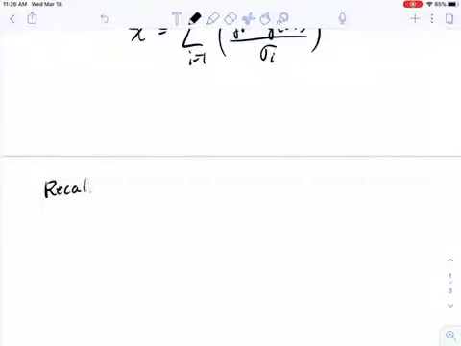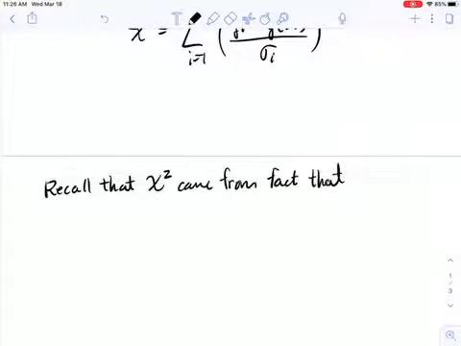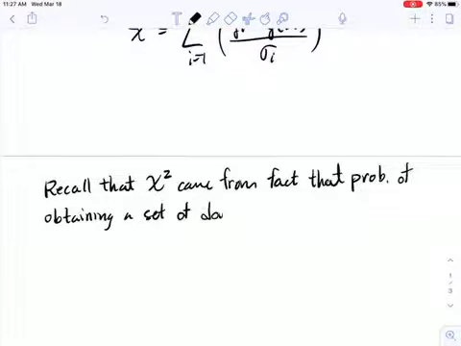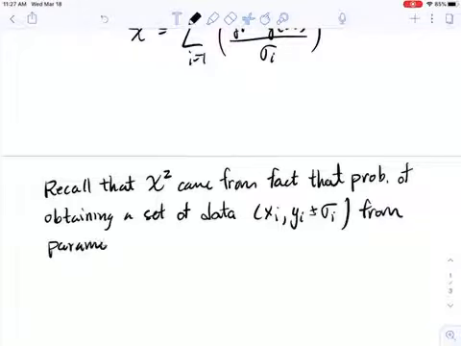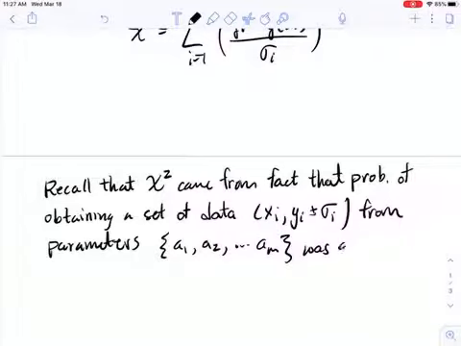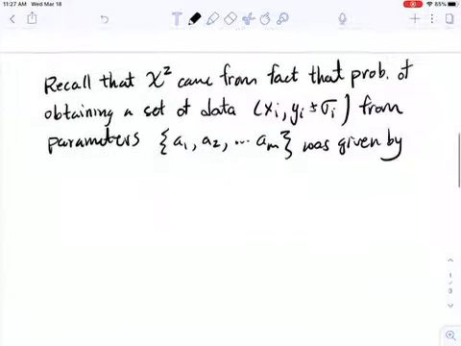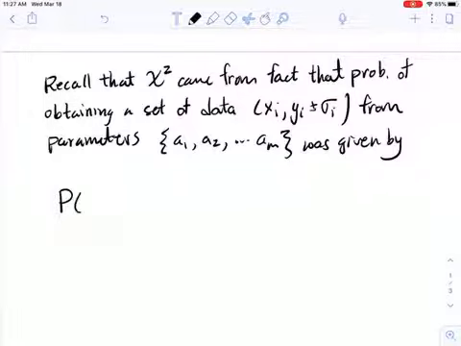Okay, so let's just recall the origins of chi-squared. Recall that chi-squared came from the fact that the probability of obtaining a set of data x, y plus or minus sigma from parameters a1, a2 up to am was given by this likelihood function that we had developed.